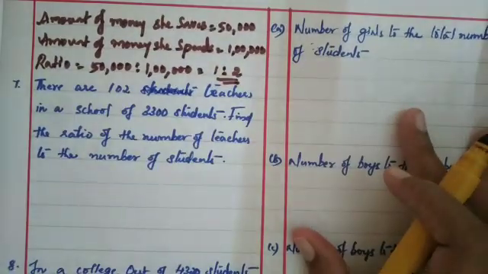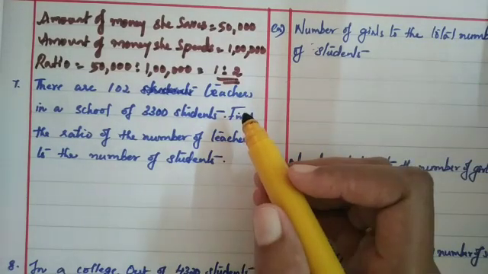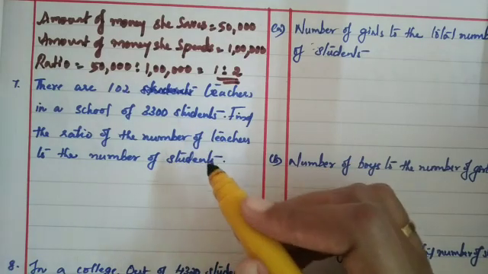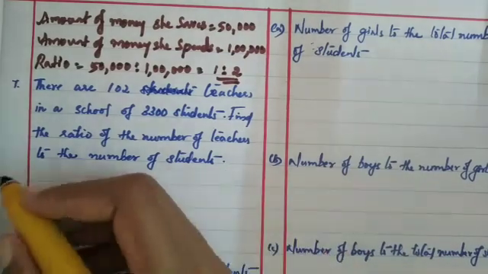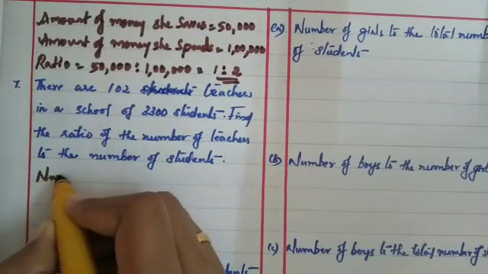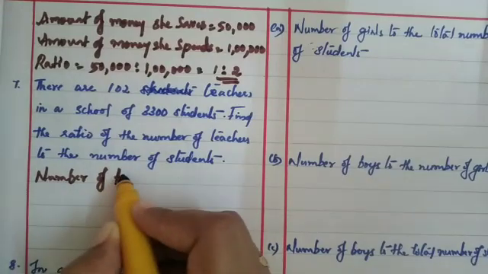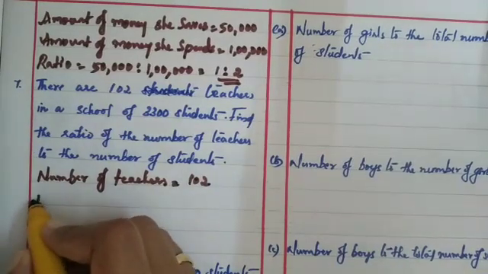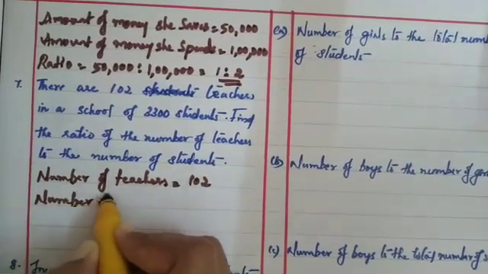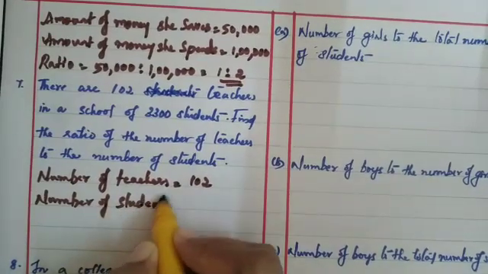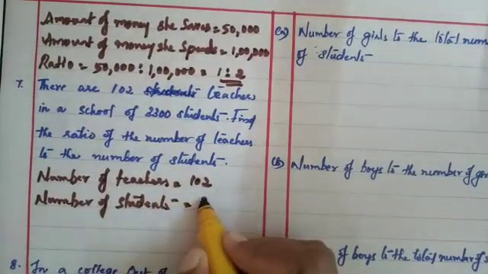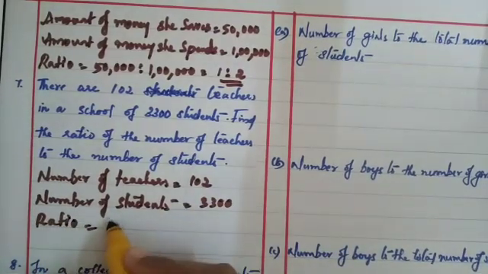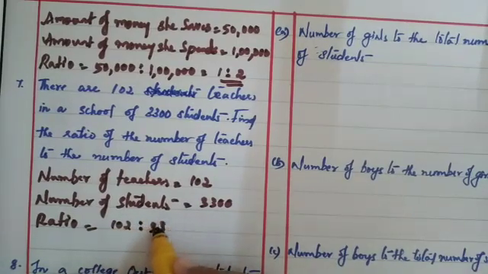The next question. There are 102 teachers in a school of 3,300 students. Find the ratio of the number of teachers to the number of students. You have to write the number of teachers. Number of teachers, how much? It is 102 teachers. Then number of students, how much? It is 3,300. Then you have to write the ratio. Ratio equals 102 is to 3,300.